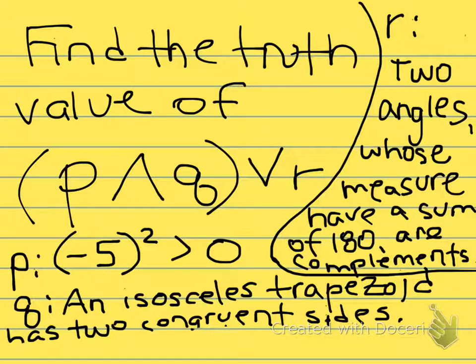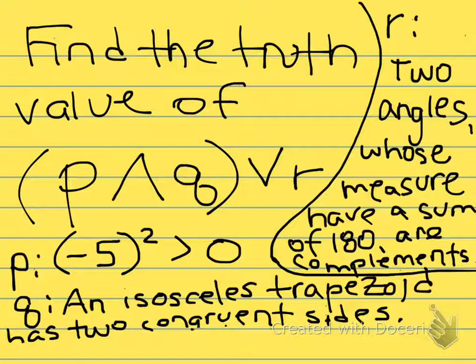Okay, this is a little bit tight here on the screen, so follow me. Find the truth value of (P and Q) or R. The 3 statements that you're going to look at here are: P says -5 squared is greater than 0. Q is an isosceles trapezoid has 2 congruent sides. And R, 2 angles whose measures have a sum of 180 are complements.